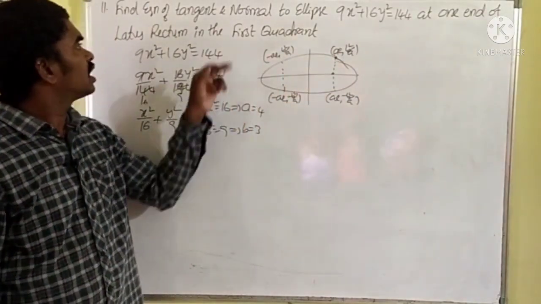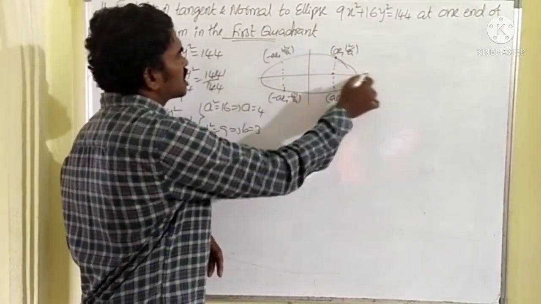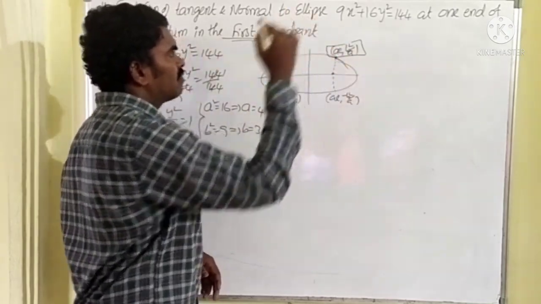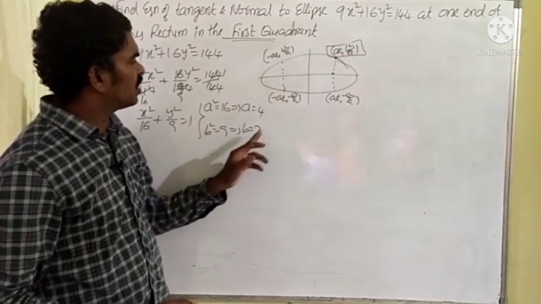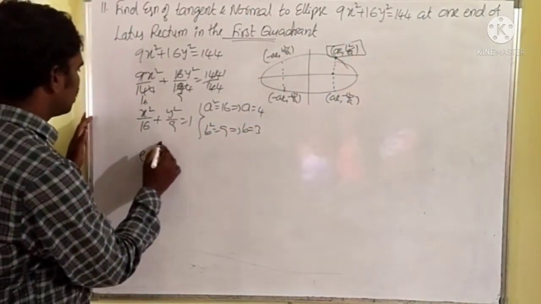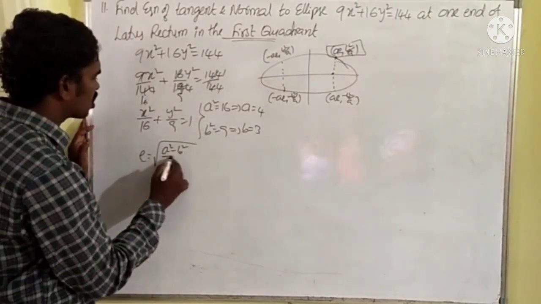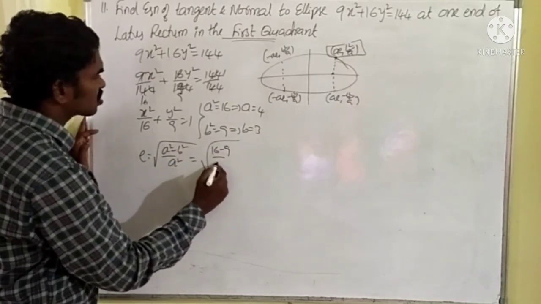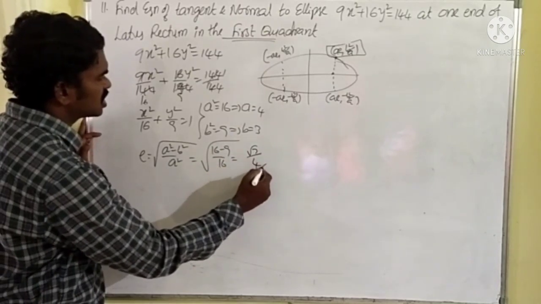So here, the end of the latus rectum in the first quadrant. What is the first quadrant? The x axis, y axis, this is the first quadrant. Am I right? So this is the first end of the latus rectum. The a value we know, the b value we know, but we don't know the e value. So first we should find the eccentricity. Here which is greater? A is greater. So the formula is root of a square minus b square by a square, that is 16 minus 9 by 16, which is root 7 by 4. This is the e value.